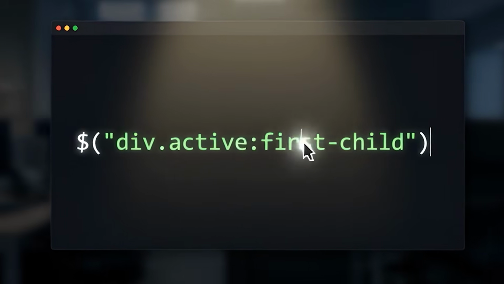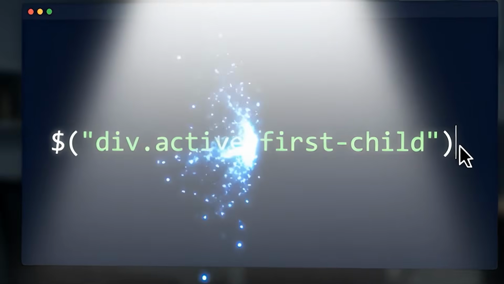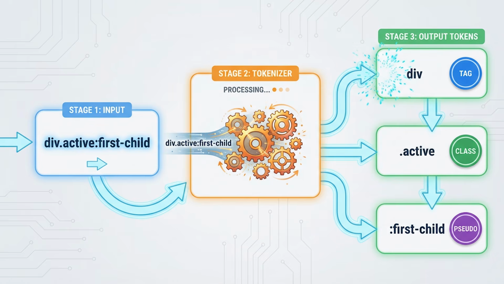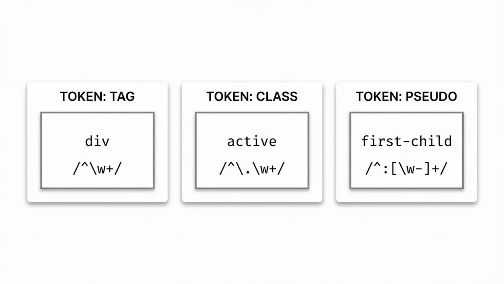Okay, so we know the $ function creates a jQuery object, but how does jQuery actually find elements? You might think it calls querySelectorAll and calls it a day. And for modern browsers, yeah, sometimes it does. But here's what's happening under the hood that makes jQuery's selector engine genuinely brilliant. When you write a selector like $("div.active:first-child"), jQuery doesn't just throw it at the browser. It goes through a sophisticated process called tokenization. First, the selector gets broken into chunks called tokens. Div, that's a tag token, .active, that's a class token, and first-child, that's a pseudo token. Each token type has its own regular expression for matching and pre-filter function for validation.